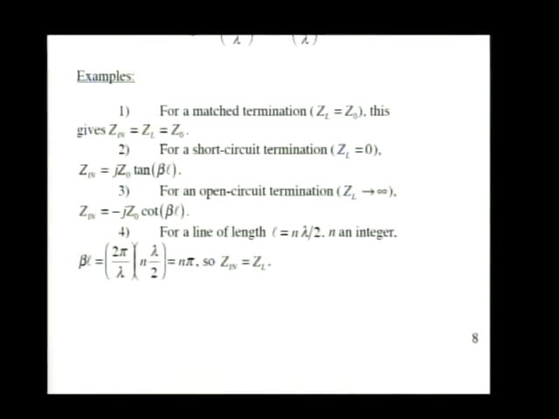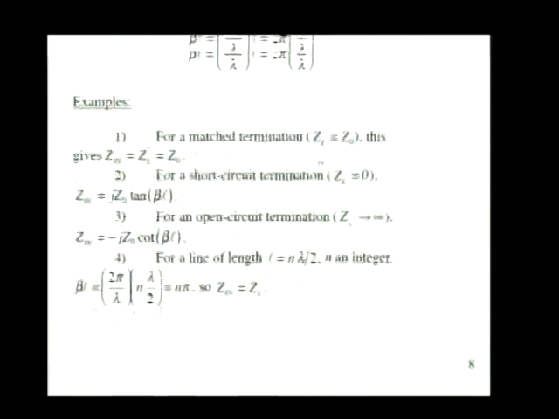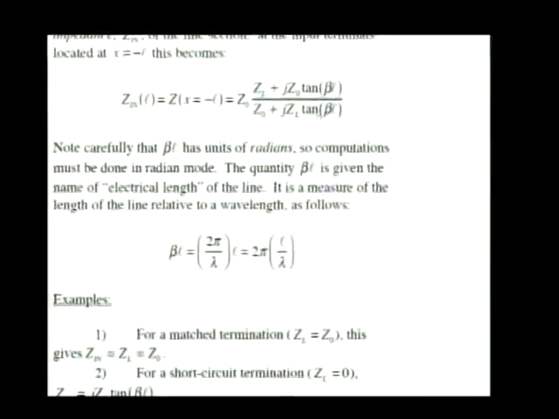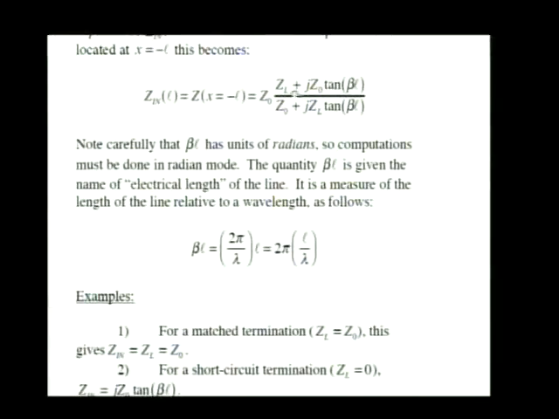Nice things happen to the formula for Z in in both cases. Either put in ZL of 0 or put in a ZL that goes to infinity in this formula. If ZL is equal to 0, then this term and this term are not with us. This Z0 in the numerator cancels that Z0 in the denominator. And all we have is Z in is equal to jZ0 tan beta L. That's for the short circuit.